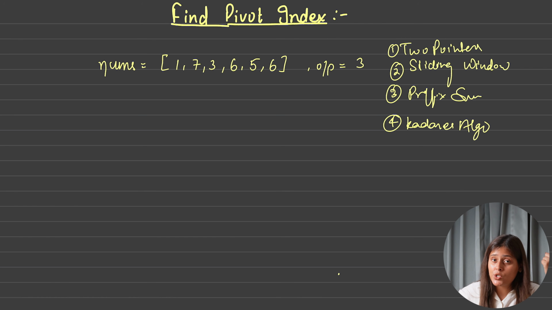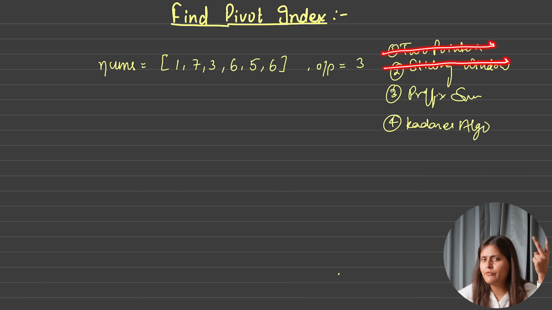So here in this case you saw that numbers can be negative. So hence, because it is not sorted, we don't want two pointers. Because we have negative numbers, we cannot apply sliding window. Prefix sum we can apply here or not, let's see. But Kadane's we cannot apply. Why? Because Kadane's helps us to give the maximum summation. Yes. Okay, so we are only left with prefix sum.